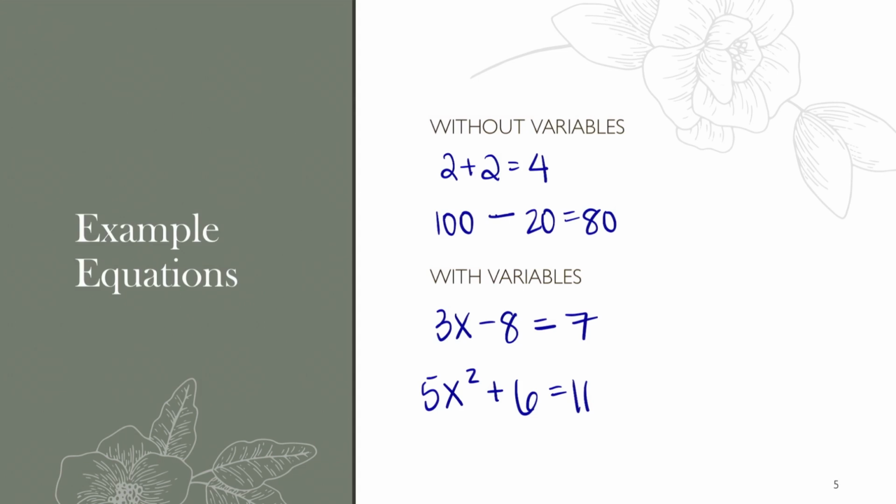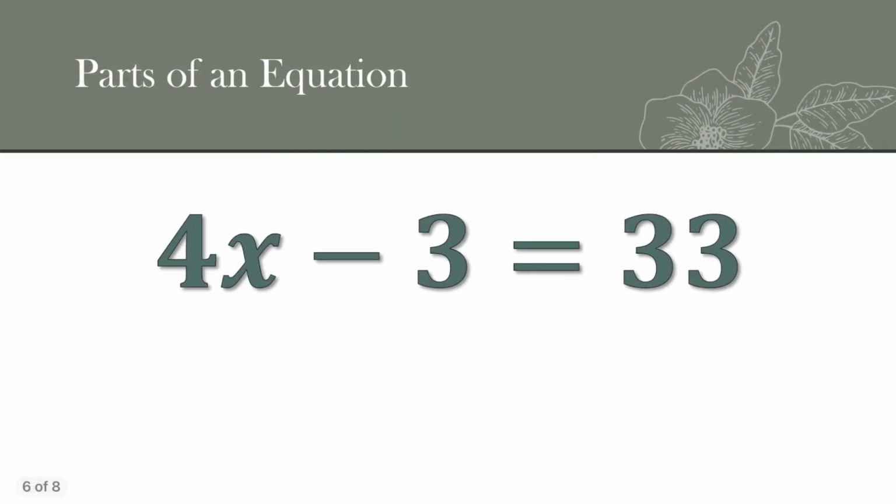A lot of what you're going to be doing in the rest of your math classes is trying to find what that variable is equal to in order to make both sides even. Because, like, let's say I put in 7 right here, this would not be equal to this. So equations have to have the same value on both sides of the equal sign.